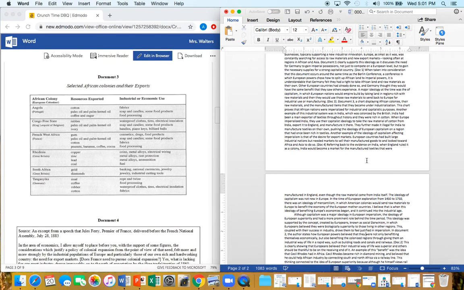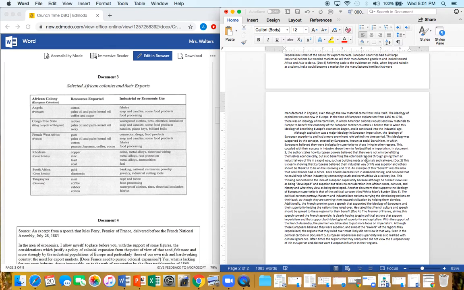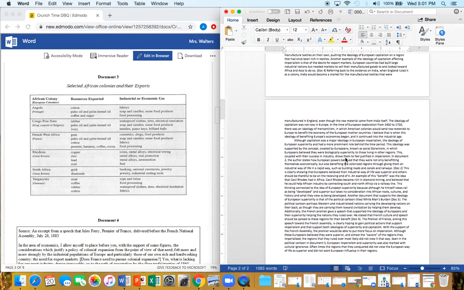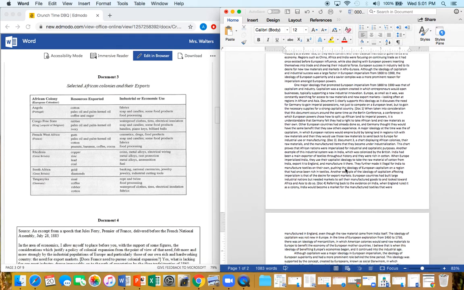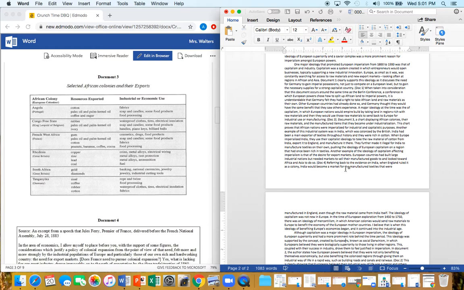Okay, my timer's going off. I shouldn't have spell checked, and I wish I could have read over it more. You can see I didn't include a conclusion, but I think I included all the documents. I included pre-context. I have my thesis. I included outside evidence. My outside evidence with Cecil Rhodes, I'm not sure was really great, but I tried it.